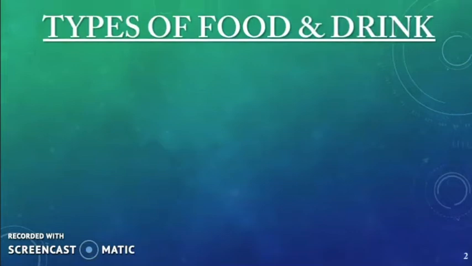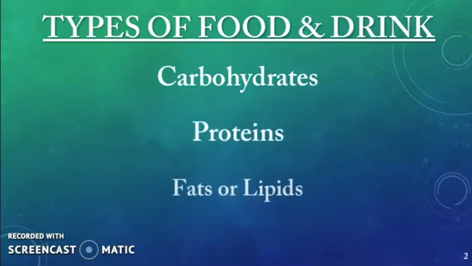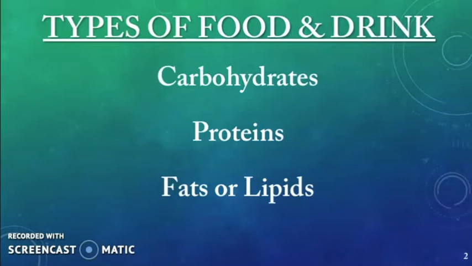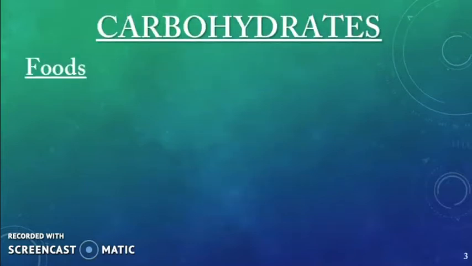Let's do a little bit of review. There's three types of foods and drink that we have. The first one is carbohydrates or just carbs. The second one is proteins, and the last one is fats or lipids. Again, today we're going to be focusing on carbohydrates. So let's do a little review.